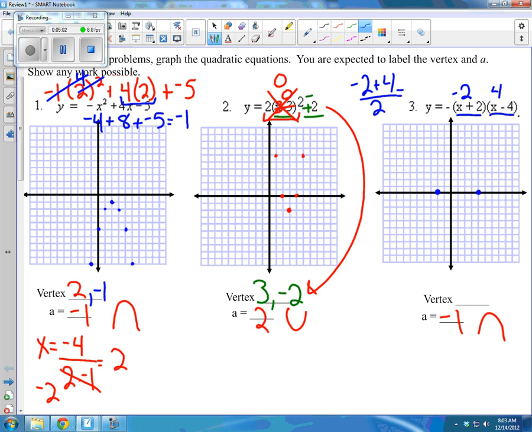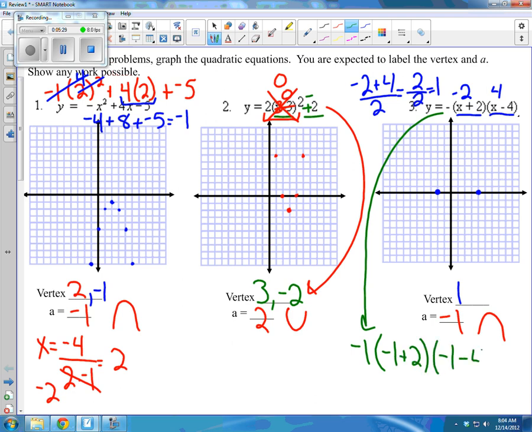So when I'm done doing that, I'll be taking 2 divided by 2, and I'll be getting 1 for my vertex. And then just like in problem 1, to find the y-coordinate, I'm going to take 1 and plug it back in. So I'm actually going to be doing this down below. So looking at this, remember a is negative 1, don't forget that. And then x, which is now negative 1, plus 2, and then negative 1 minus 4, which I'm going to add the opposite.